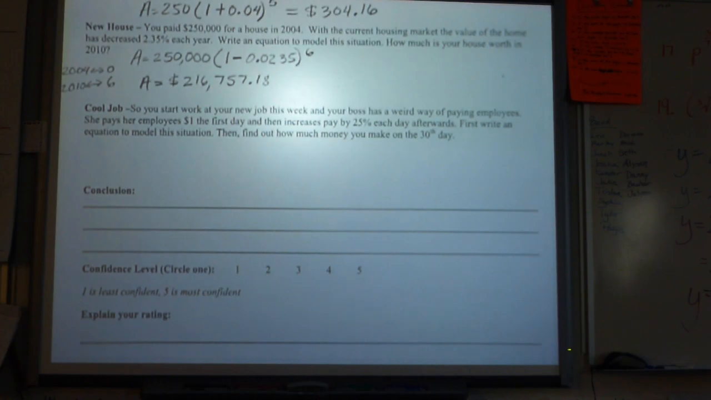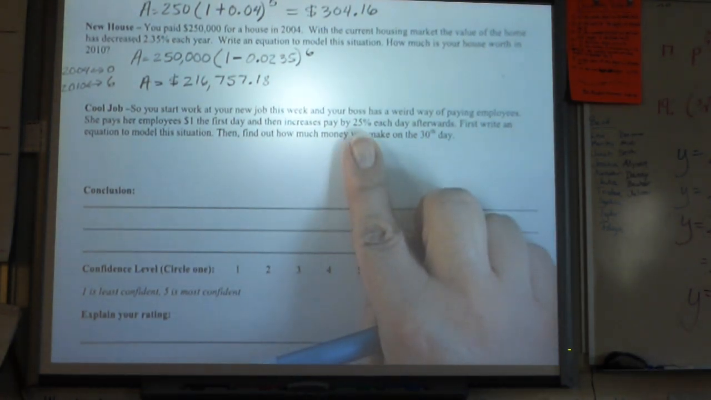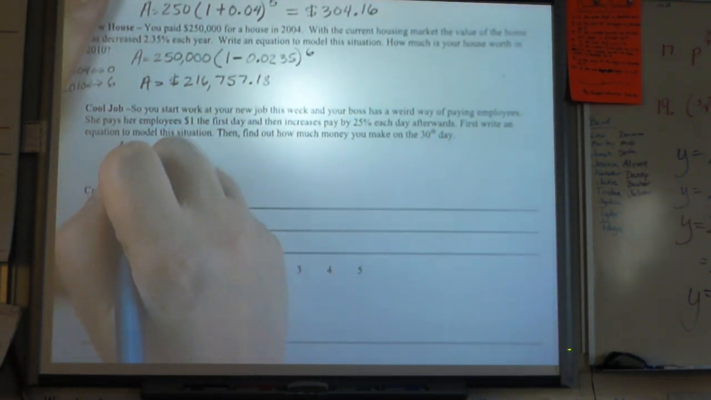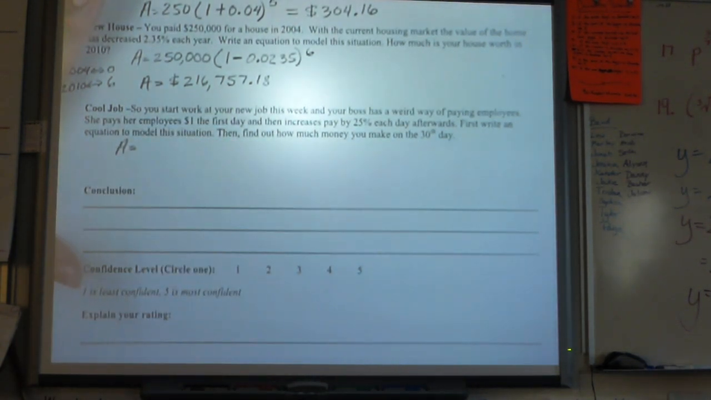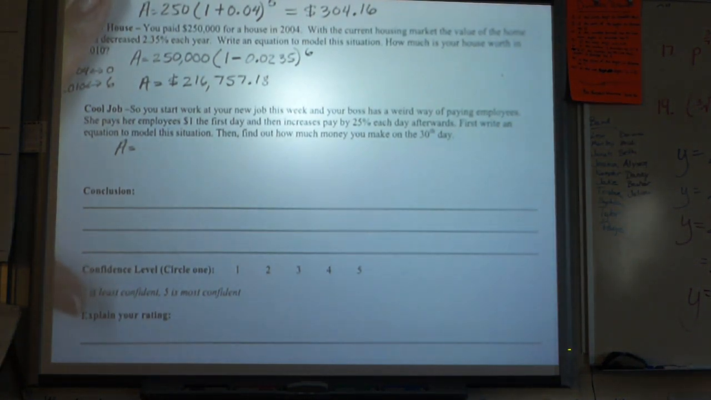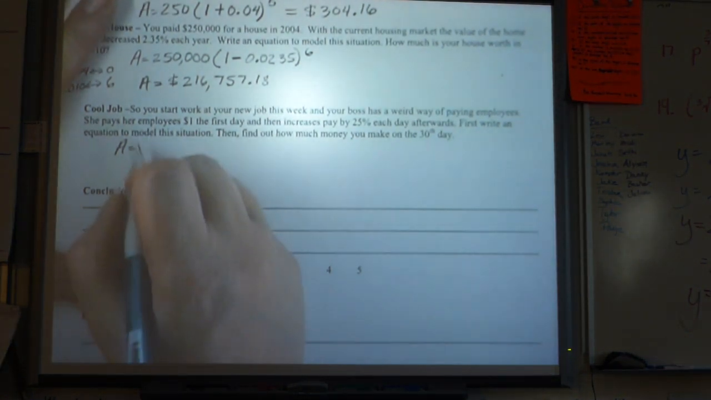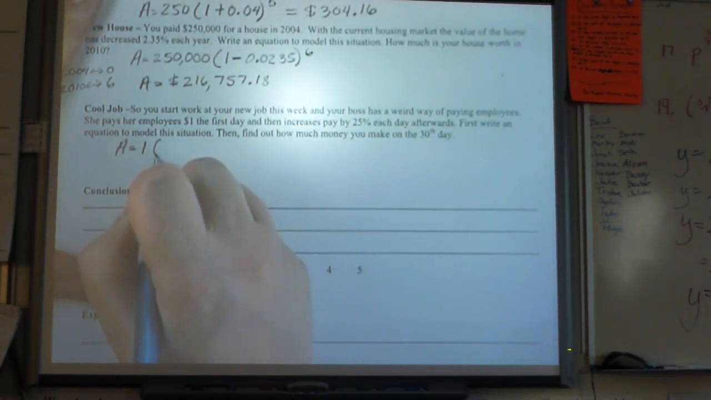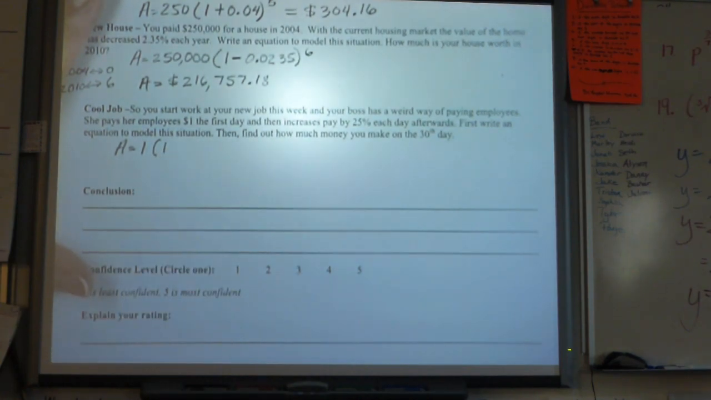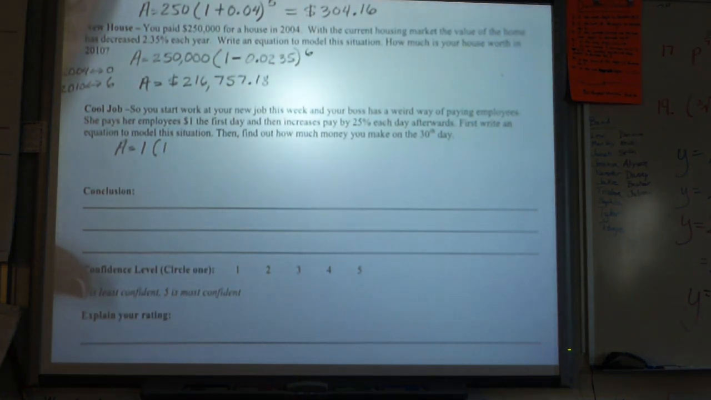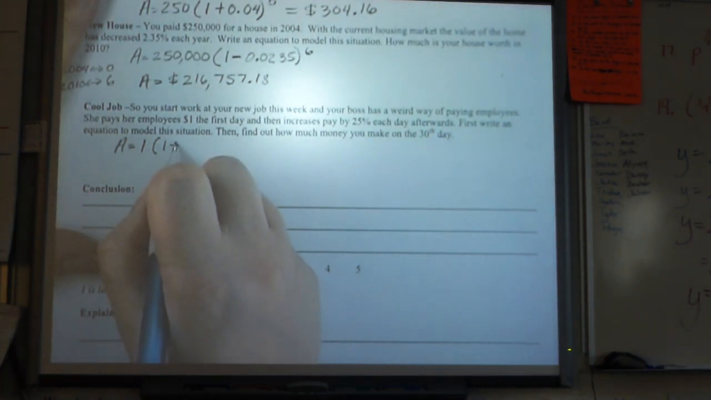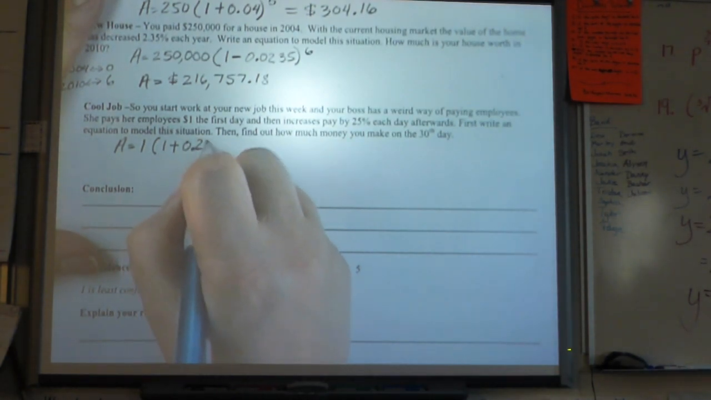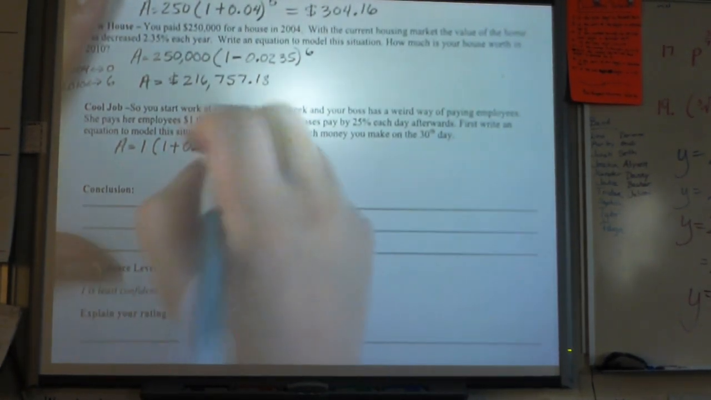All right, so we have a very high growth rate here. Okay, 25%. So let's write the model. The amount of money is equal to our starting amount. What's our starting salary per day? Or wages? $1 per day? Who wants to work for her? Okay. Times 1. Do we have growth or decay? Is our pay rate going up or down? Up. What percentage? 25%. This is 0.25. And that's going to be to the t power.